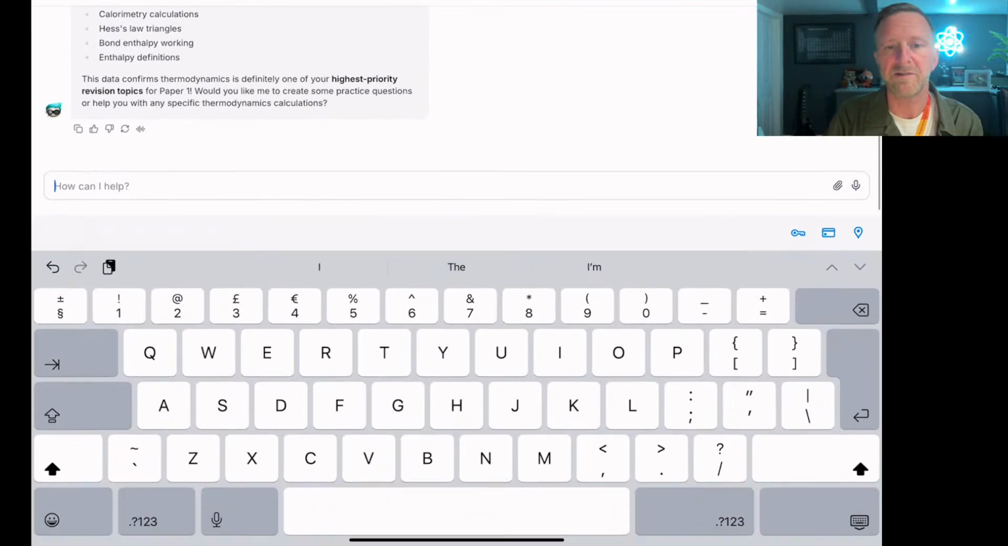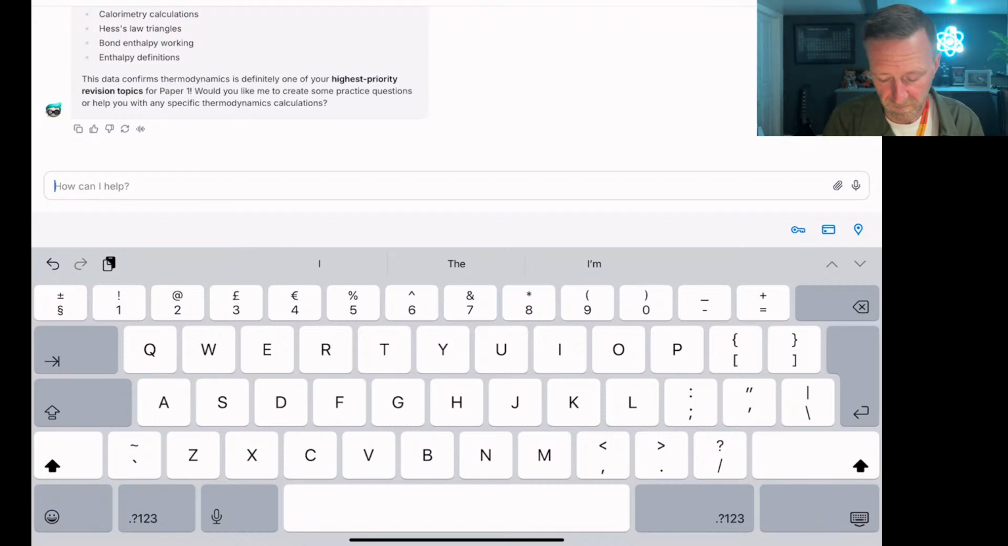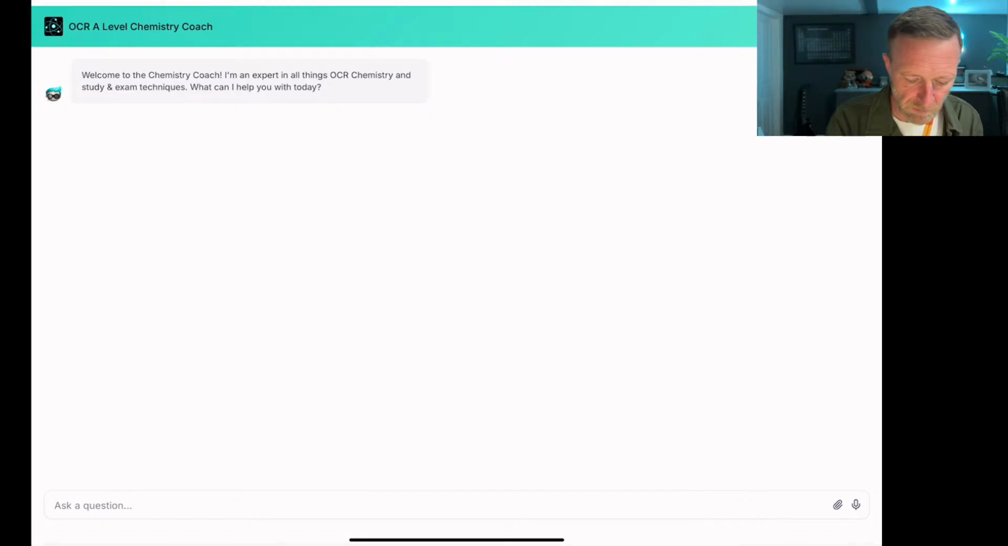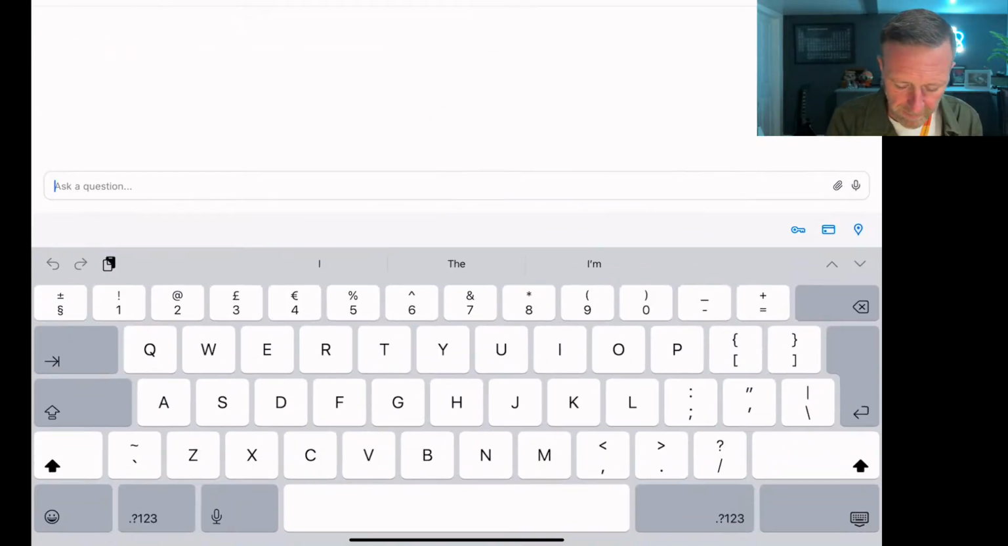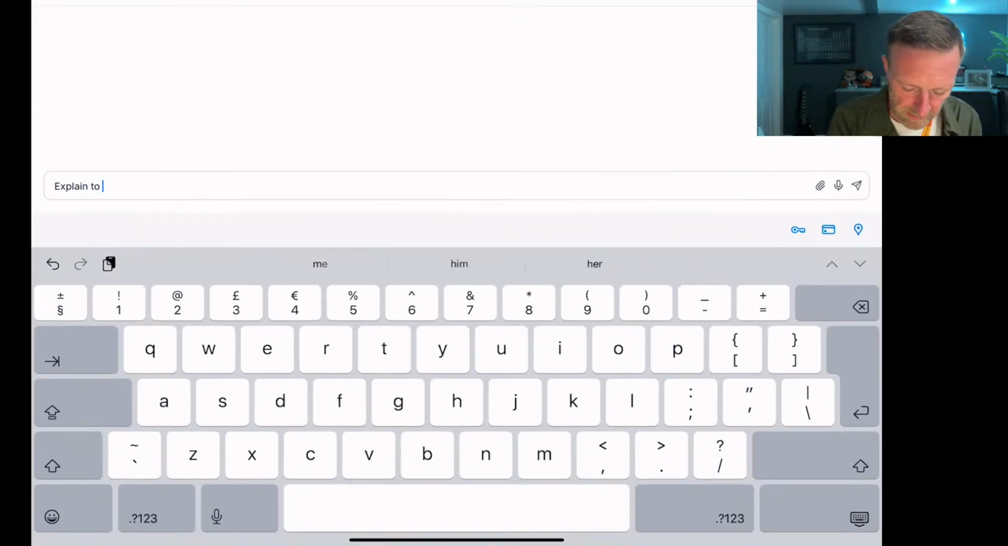So that's what it'll do for you. But equally, obviously, if you want to learn, it's built to tutor you. So I don't know, let's go over to OCR. Okay, so explain to me how electrophilic addition works.